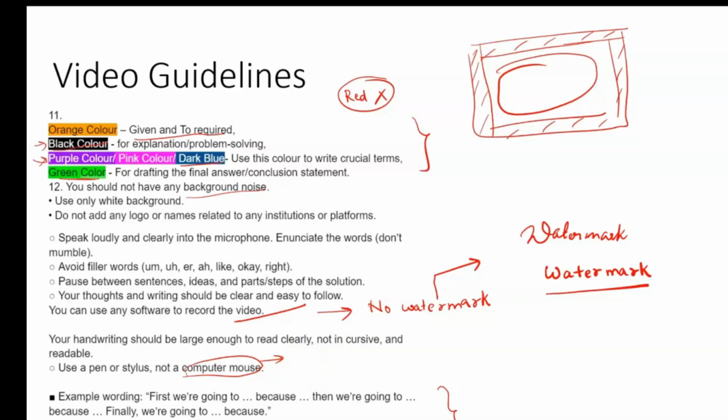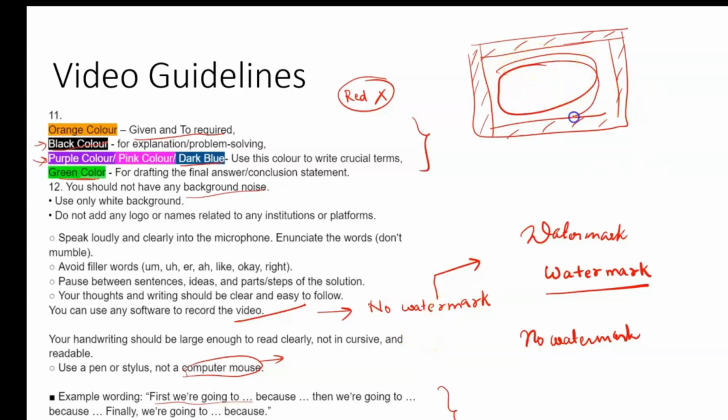So here we have provided an example of how you should state that first we are going to, because; then we are going to, because; finally we are going to, because. So these are the things you need to follow. Write out your steps on the whiteboard as you talk. Like I am talking with you, I am writing similarly. So similarly in the video, you have to state the thing by writing and speaking it simultaneously. You can't write any steps directly before the video.